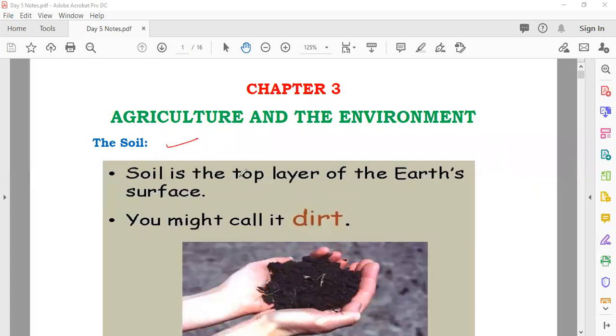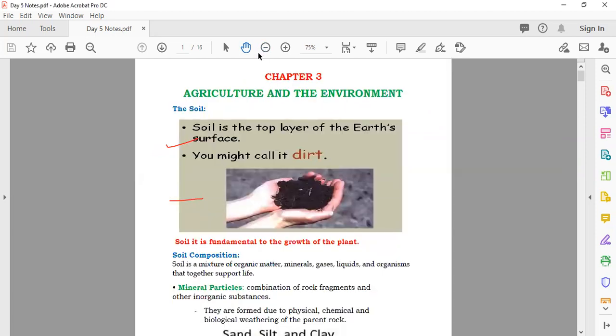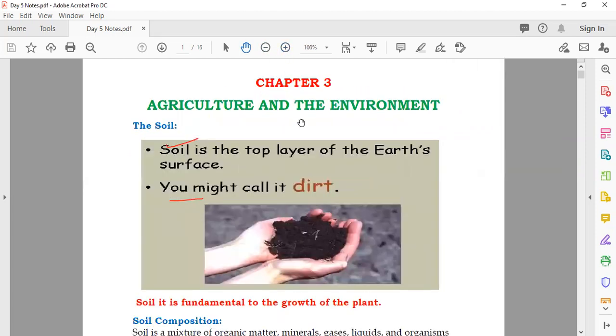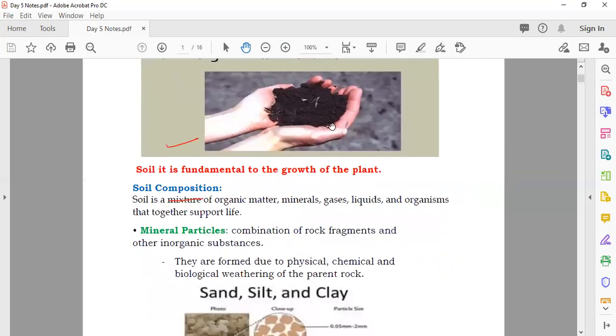Now they're saying the soil is the top layer of the earth's surface. You might call it dirt. Now the soil is fundamental to the growth of plants. It means that whenever you want to grow plants, you need the soil. So now we'll talk about the soil composition.